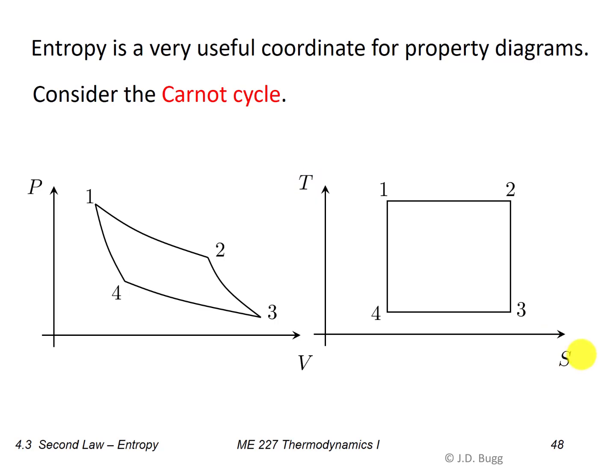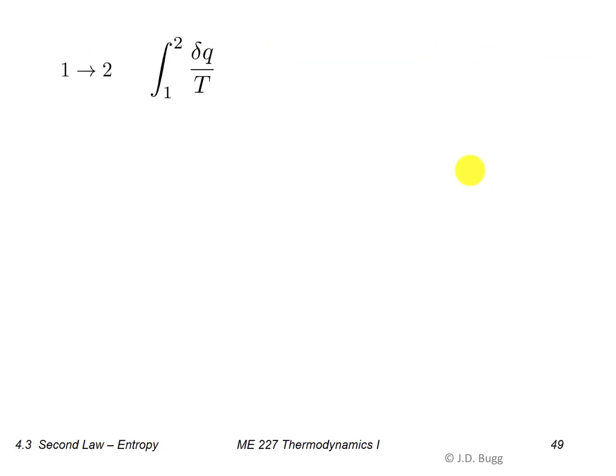Now there's another characteristic of a TS diagram that I want to look at. So we want to look at this process first of all, the process from 1 to 2. So remember, that's an isothermal process and it's a reversible process. So when we look at that process from 1 to 2 and go back to what we did when we developed the Clausius inequality, we integrate from 1 to 2 delta Q over T.